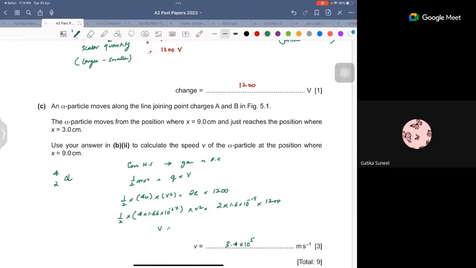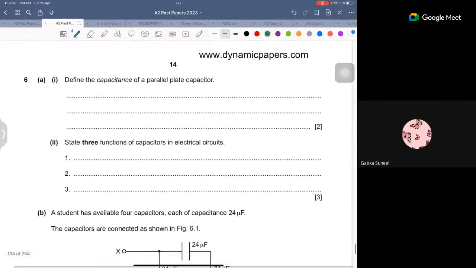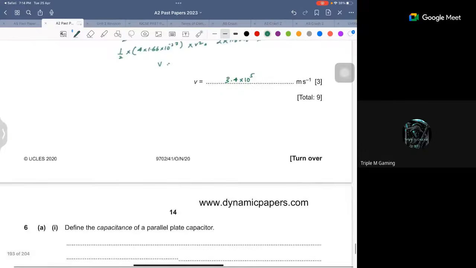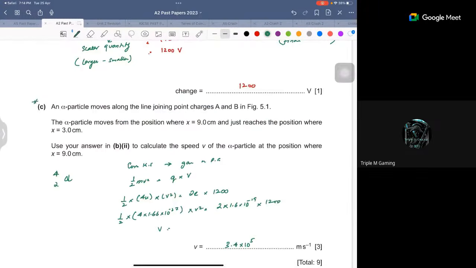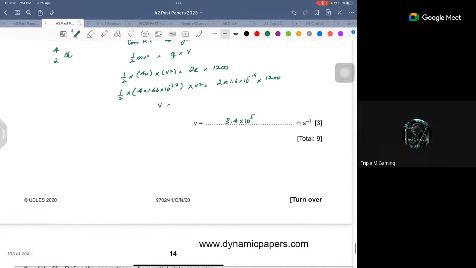So let's go to the next. Sir, could you explain that question again, please? This part. Yes, sir. So what happens is that at 9, it had minus 1000 volts. Okay. That's 9 centimeter. At 3, it had 200 volts. You get it?